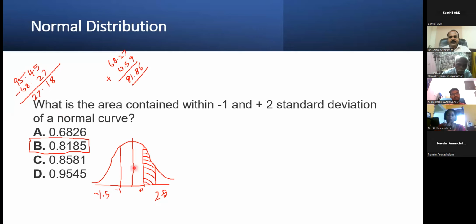And this white color area, 68.27, I don't want. So the remaining is 27.18. Half of the 27.18 is the shaded area. Am I right? So half of this is 13.59. So the white color area, which is 68.27, plus the shaded area 13.59. So what is the total area? 81.86. So the best option here is 0.8185.